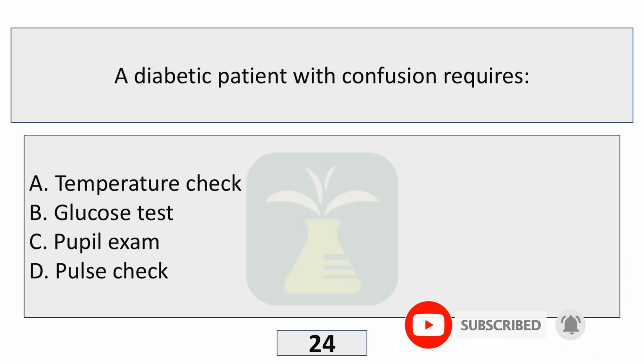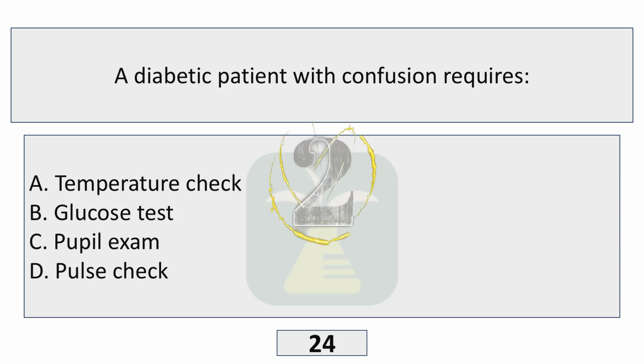A diabetic patient with confusion requires: A. Temperature check. B. Glucose test. C. Pupil exam. D. Pulse check. Correct answer, B. Glucose test. Hypo-/hyperglycemia can mimic neurological symptoms.